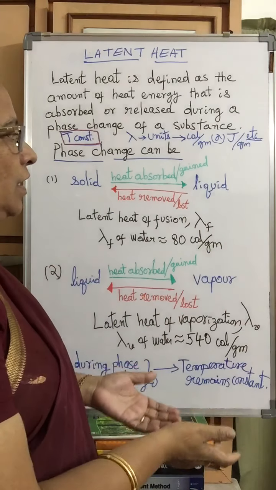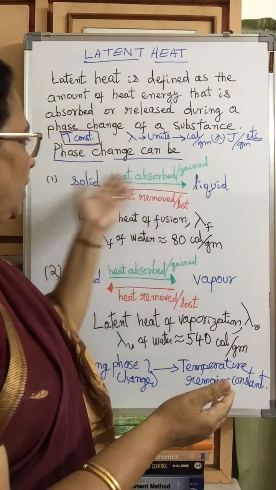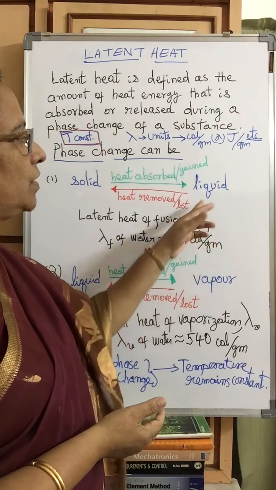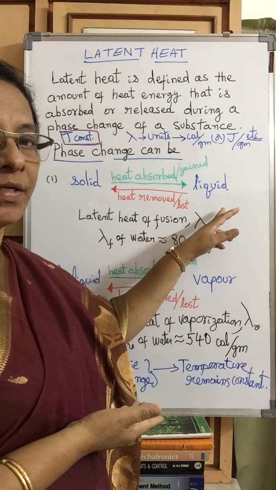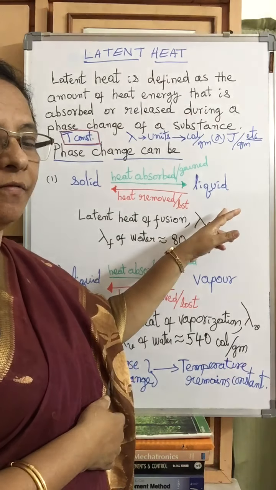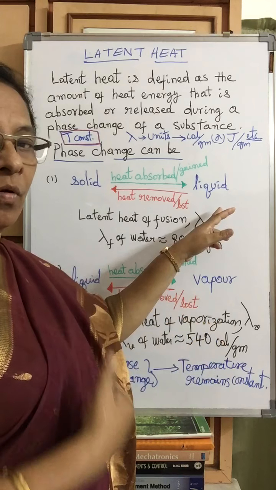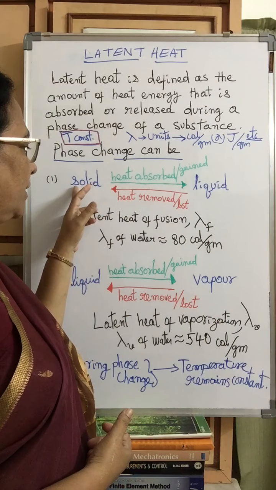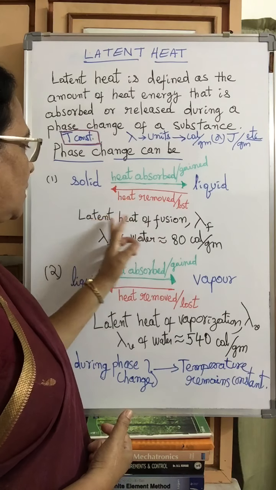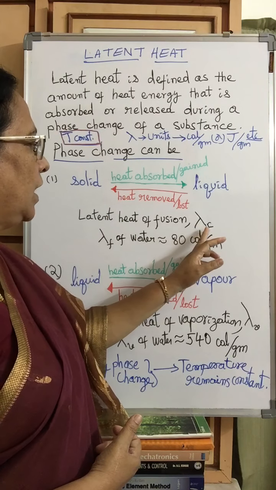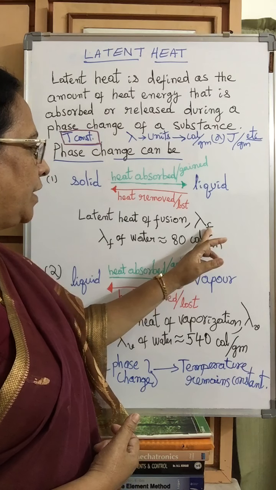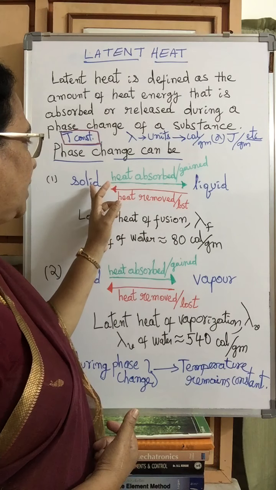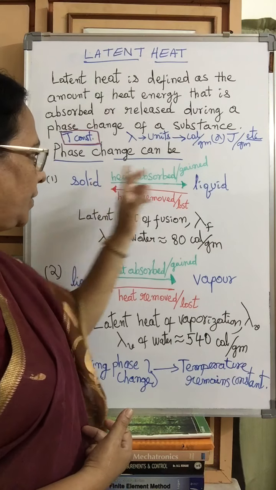In the same way, if we want to convert the liquid into solid, the same amount of heat is to be removed. That means if you want to freeze water, what do we do? We keep it in the freezer, isn't it? There we remove some quantity of heat, then it will become solid. So this is called latent heat of fusion, lambda F. Particularly this term latent heat of fusion, we use for the phase change between solid and liquid.